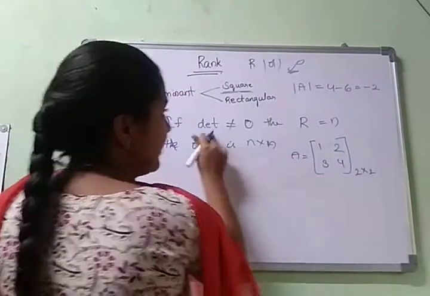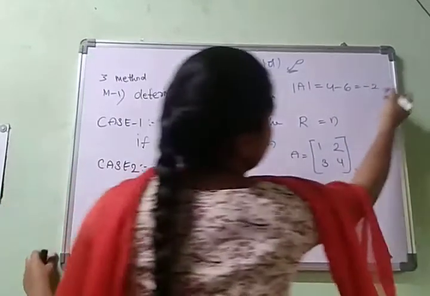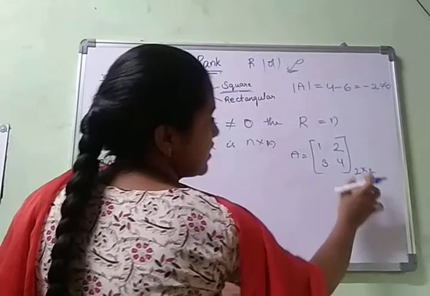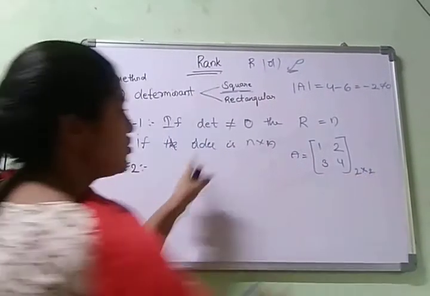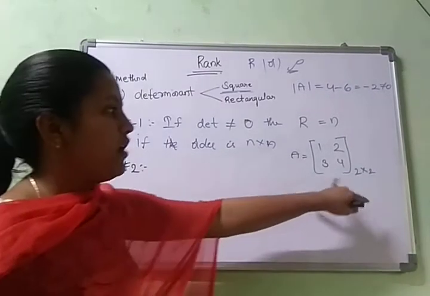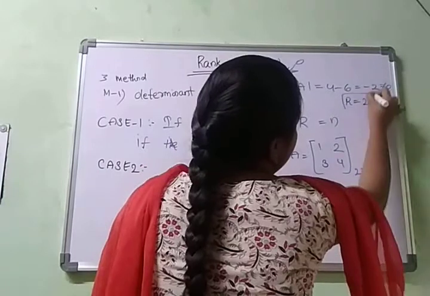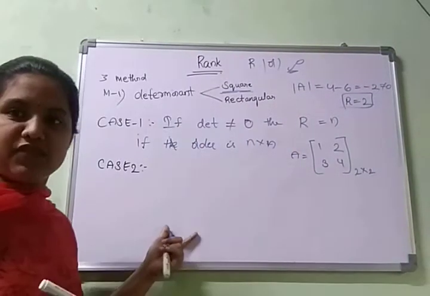Here the determinant is not equal to 0. Therefore, the rank of a matrix is n, where the order is n by n. So here n is 2. Therefore, the rank is equal to 2. Okay, is this fine now?